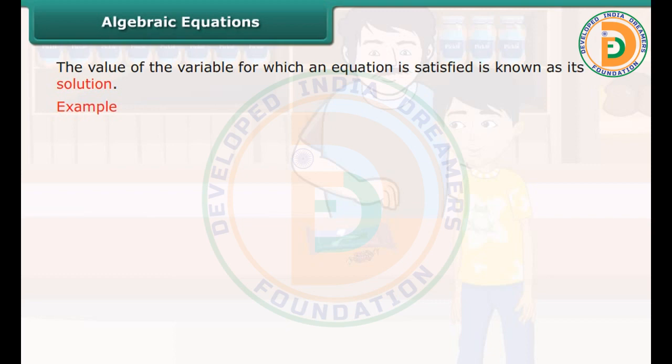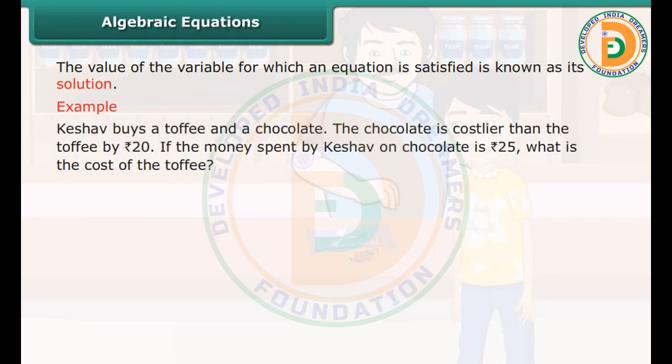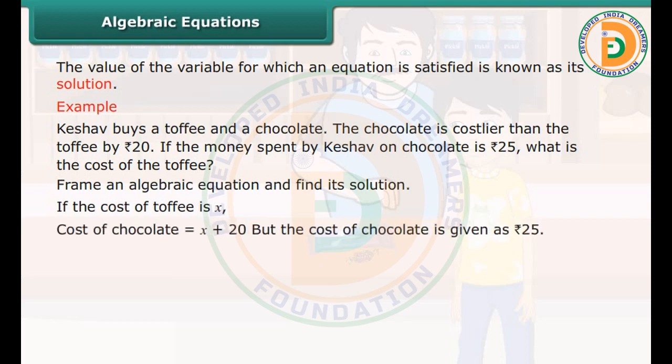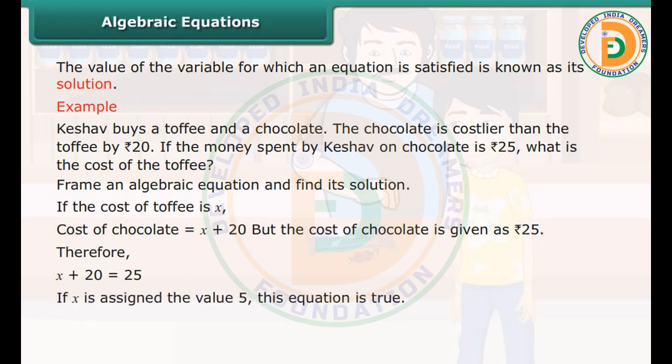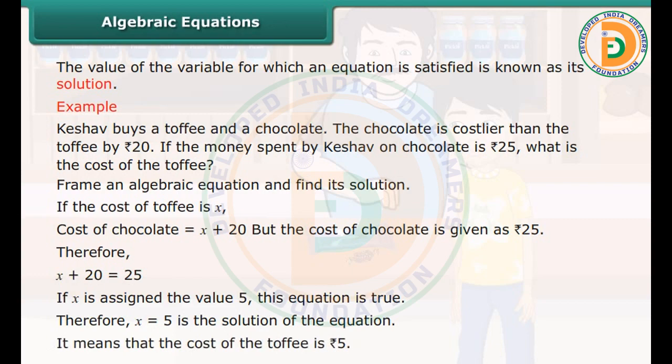Let us consider the example of algebraic expressions. Keshav buys a toffee and a chocolate. The chocolate is costlier than the toffee by 20 rupees. If the money spent by Keshav on chocolate is 25 rupees, what is the cost of the toffee? Frame an algebraic equation and find its solution. If the cost of toffee is x, the cost of chocolate is x plus 20, but the cost of chocolate is given as 25 rupees. Therefore, x plus 20 is equal to 25. This equation is true if x is assigned the value 5. x is equal to 5 is the solution of the equation. It means that the cost of the toffee is 5 rupees.